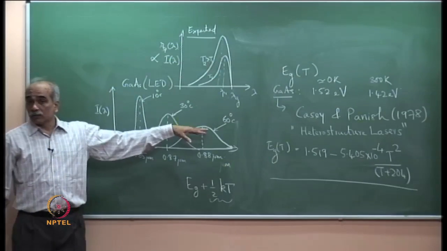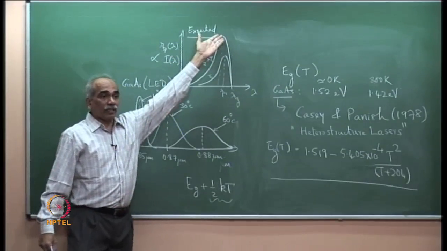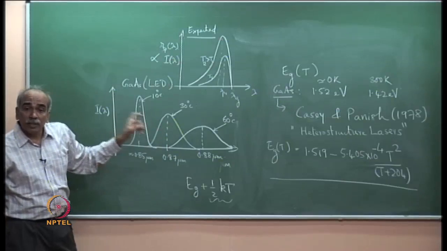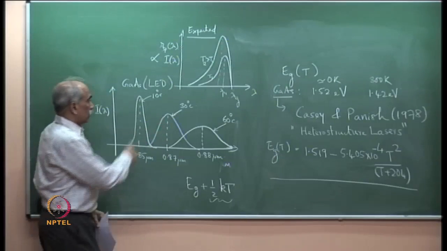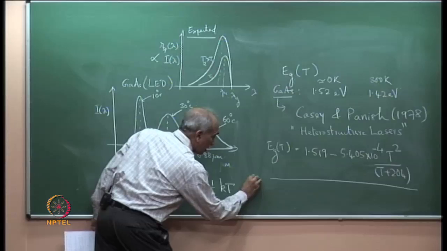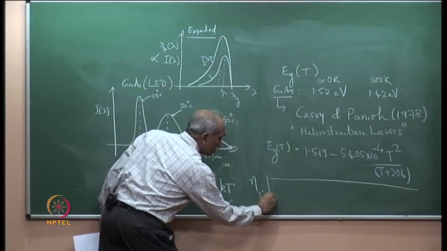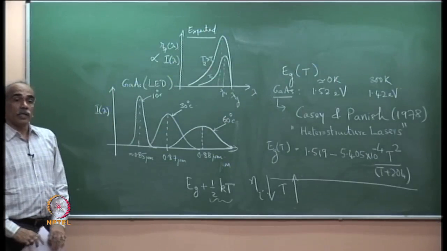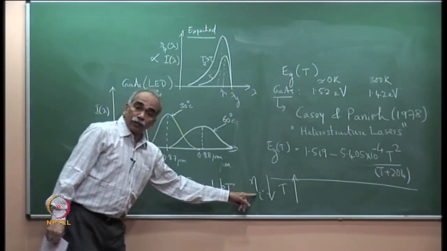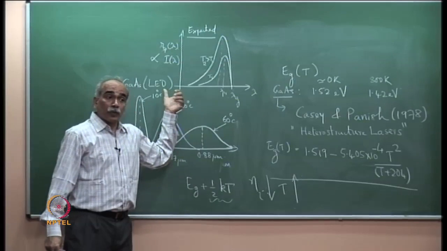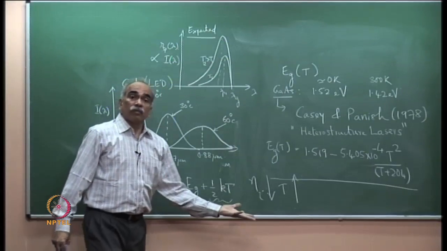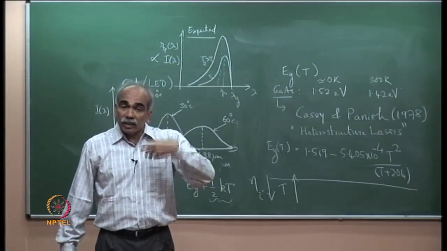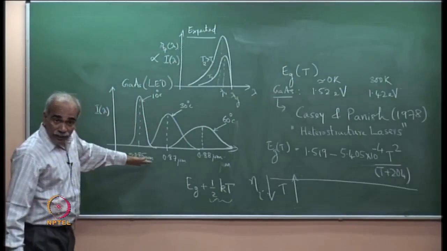Why the peak is going down? Second question, we expected this, but the peak is going down. Peak is going down primarily because, as temperature increases, eta I drops down exponentially. Eta I drops down means the rate of spontaneous emission goes down rapidly. Rate of spontaneous emission leads to generation of photons. Please see, recombination takes place.